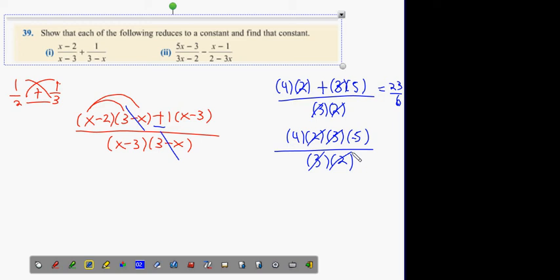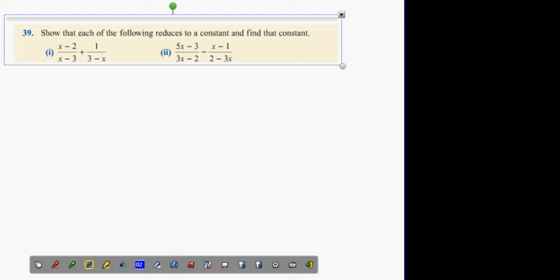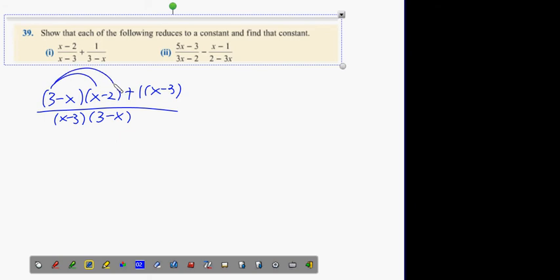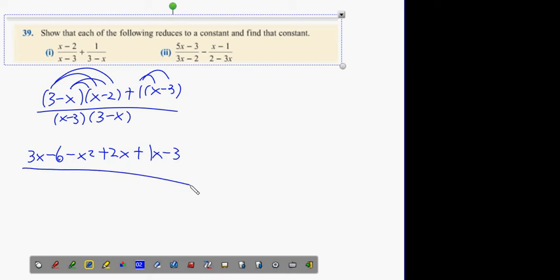Okay guys, I'll just go back to what I was doing a second ago. So what I did was I said 3 minus x multiplied by x minus 2, plus 1 times x minus 3, all over x minus 3, 3 minus x. I decided to multiply this out. We're going to get 3x minus 6 minus x squared plus 2x, and plus 1x minus 3, all over x minus 3, 3 minus x.